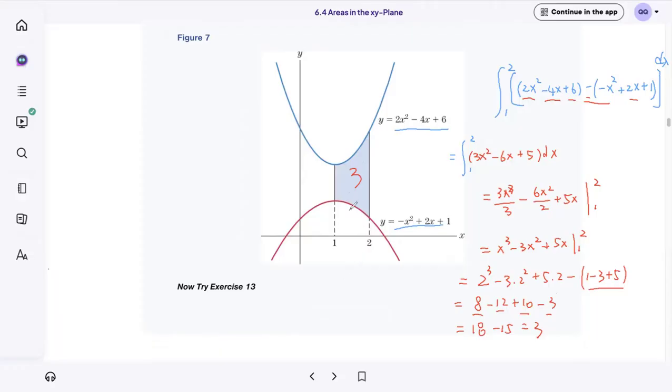Okay, so questions like this, we need to graph first to see which one is on top, which one is on the bottom.